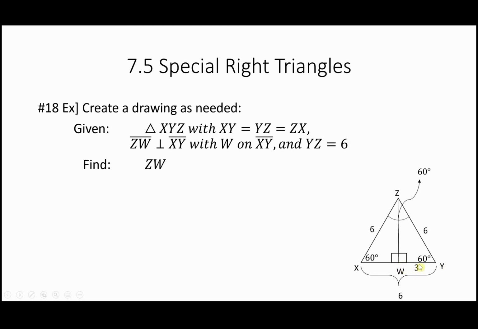Okay, and then take that smaller leg, multiply it by root 3, and that'll give you the altitude ZW, which is also the longer leg of the 30, 60, 90 right triangle inside of the equilateral triangle. And that gives you your final answer, ZW, having a length of 3 root 3. All right, cool. Moving on.